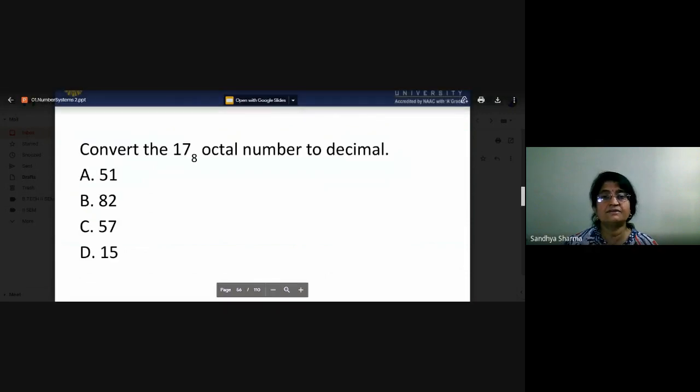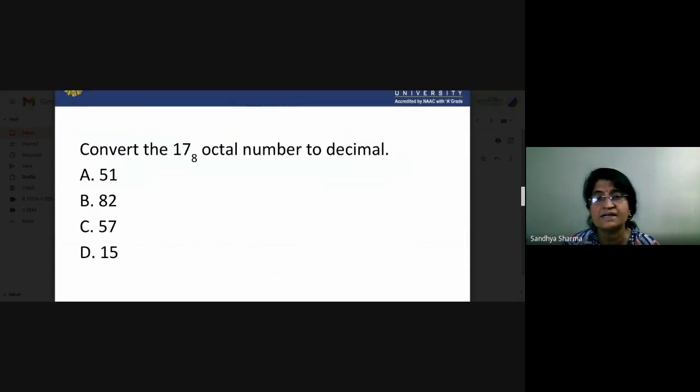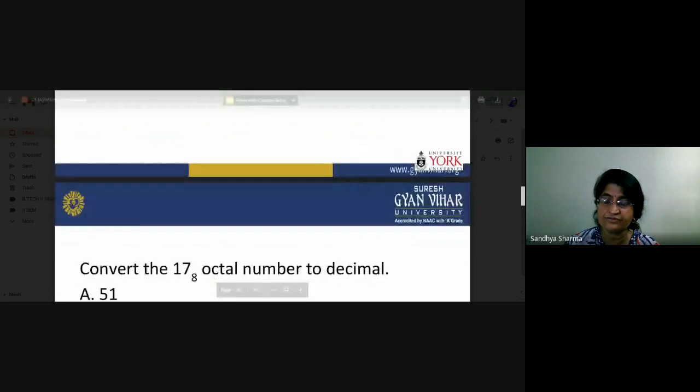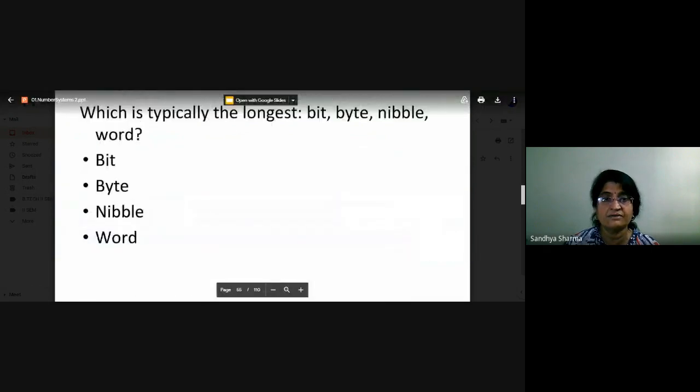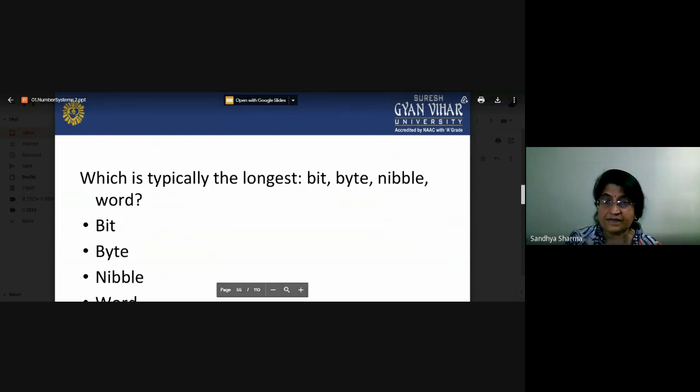Again, 17 is an octal number and you have to decide what the decimal number is. So how can we decide the decimal number? This is a very basic question which you have to solve as an assignment.